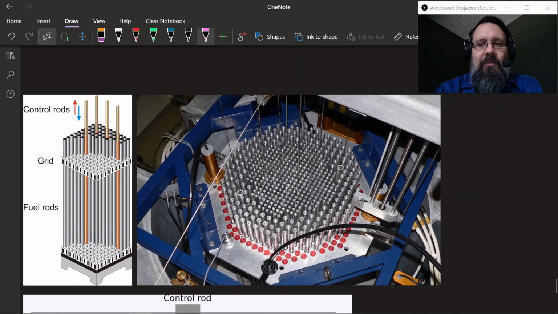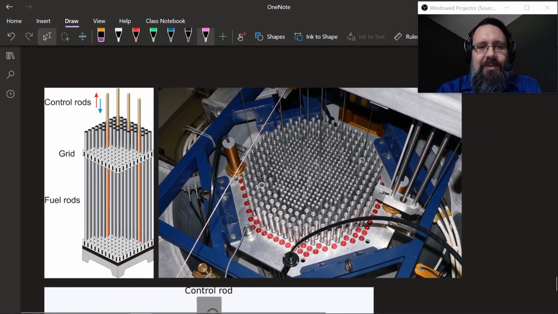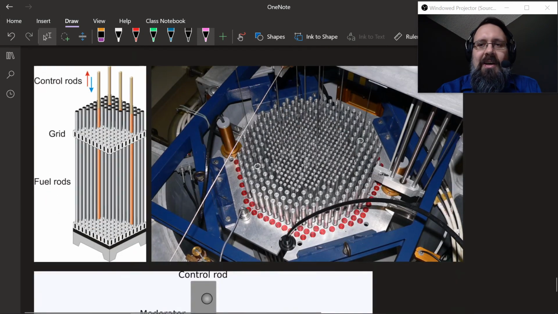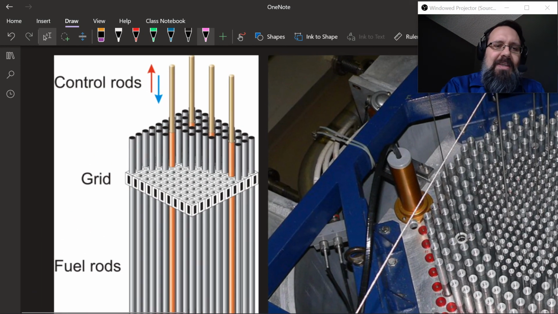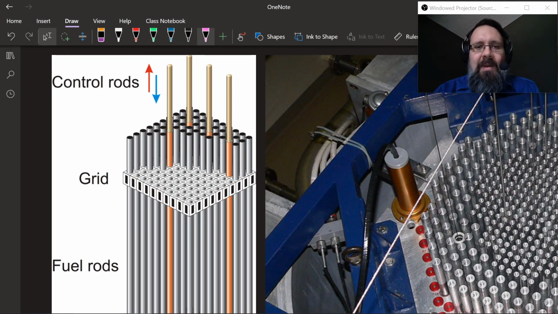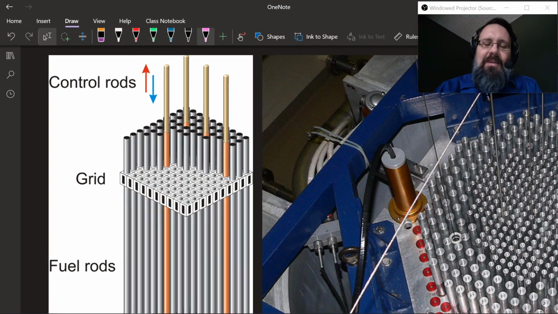Here's some pictures of what reactors look like. The control rods, this is just a cross section. This is what it actually looks like in reality. You can see all those rods there. Those are the control rods and the fuel rods. You'll notice that you have lots of fuel rods. That's where all the uranium is. And interspersed between those, you have some control rods, and those are the orange rods there.